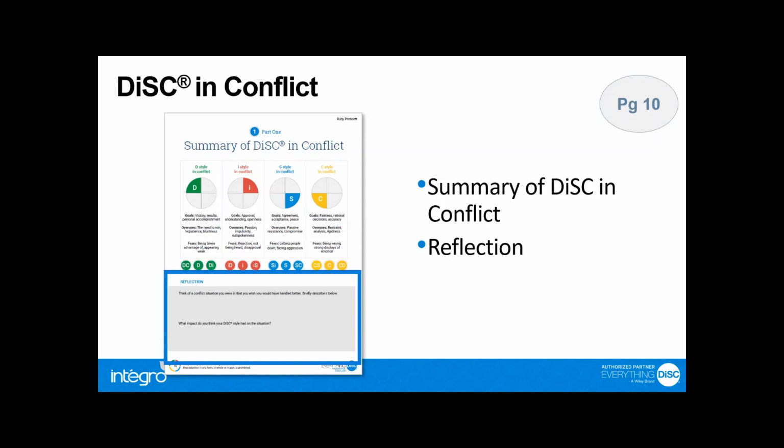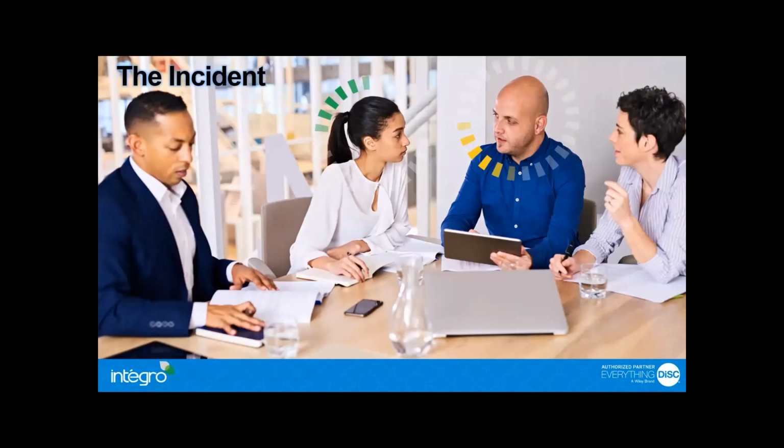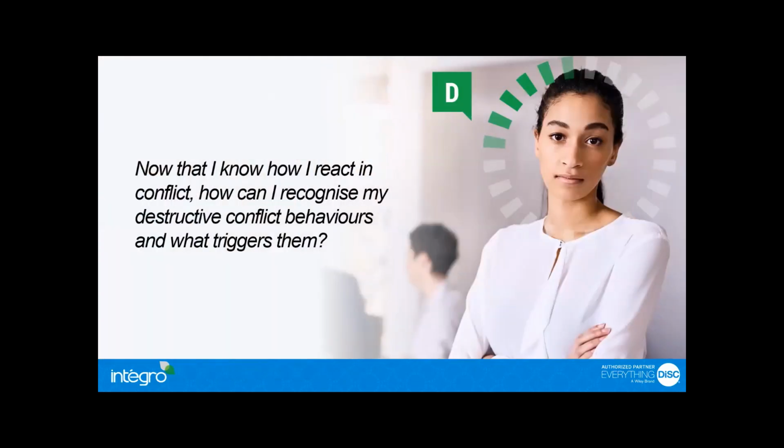We're going to come back to this because once they've identified a conflict situation that they could have handled better, and how their DISC style contributed to that, we're now going to look at that a little later on to say, well, what are we learning about how we could have done that differently? Okay, so we're going to have a look at an incident.